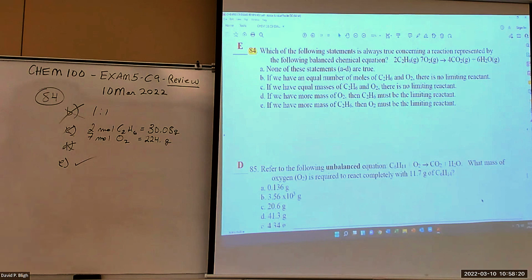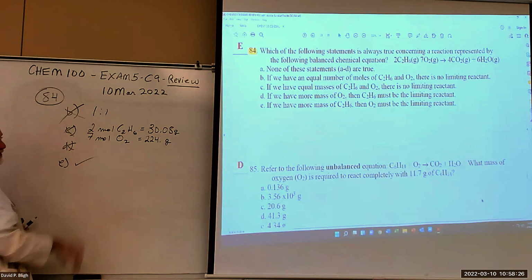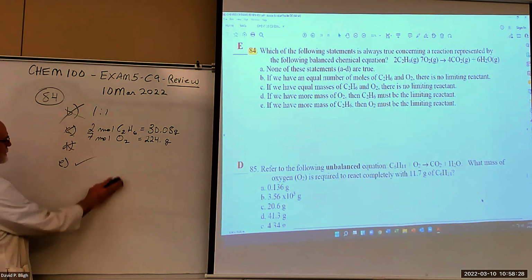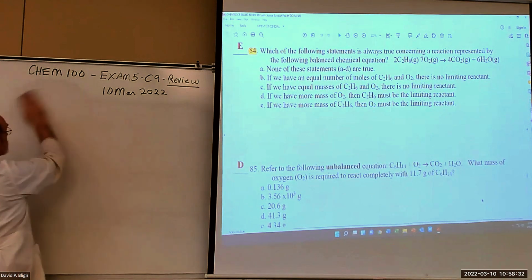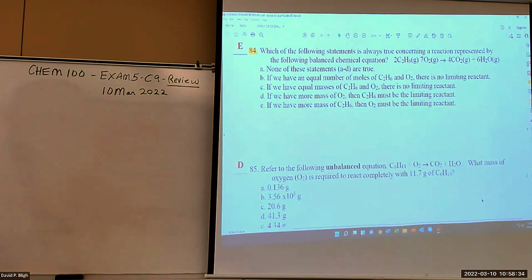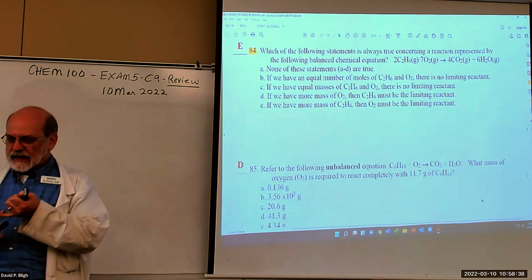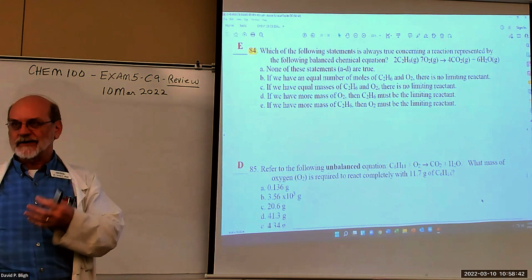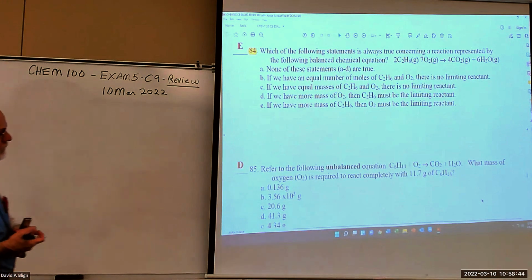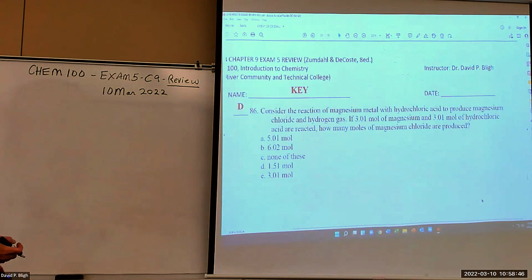That means A is moot. A doesn't mean anything because we did find the correct answer. The key to that one is to recognize in one of them the mole-mole ratio and in the others the mass-mass ratio, which you have to calculate. I think that's it.